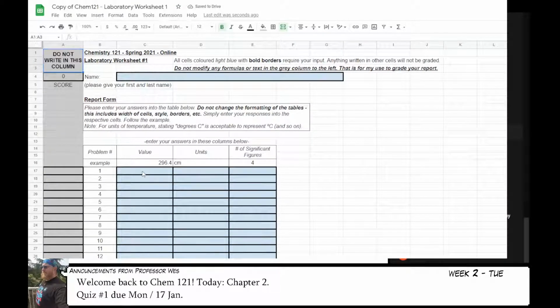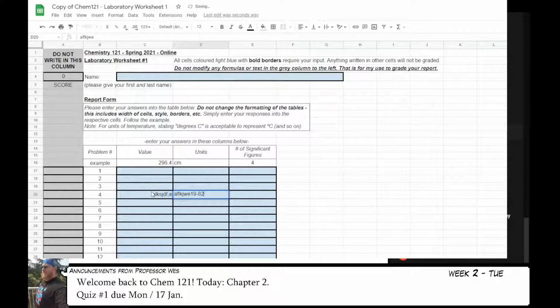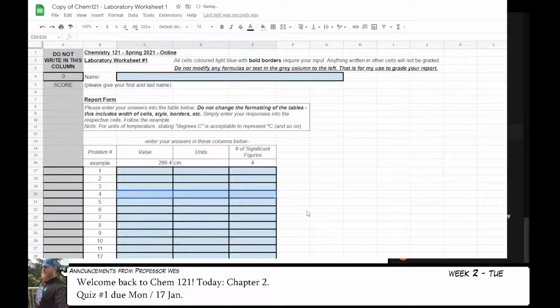Don't write in the "do not write in this column" section. That is for me. But you could type in all your numbers here. I'm just typing random garbage because this is now a copy of it that lives in my Google Drive. And it says that up here, copy of whatever. Make sure you type your first and last name so I have it.